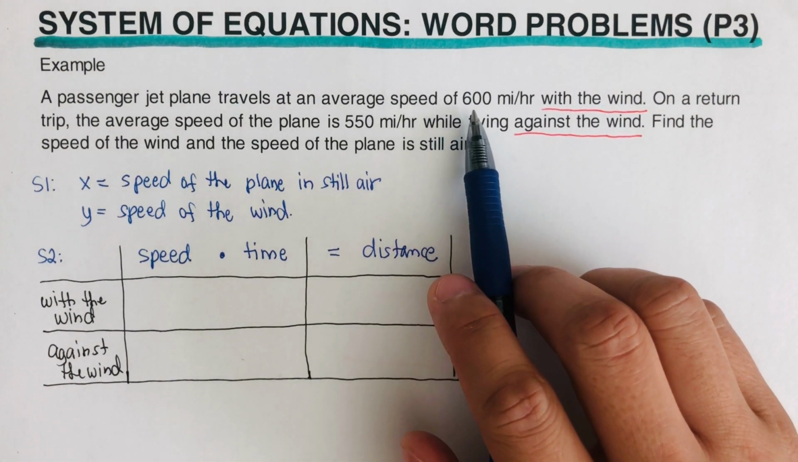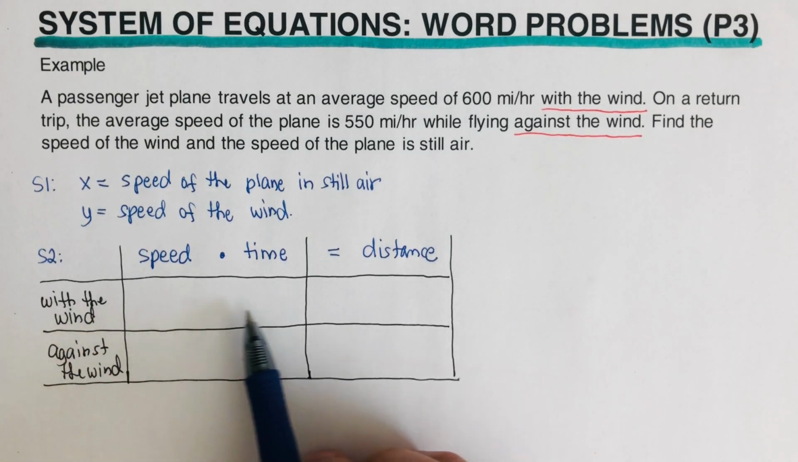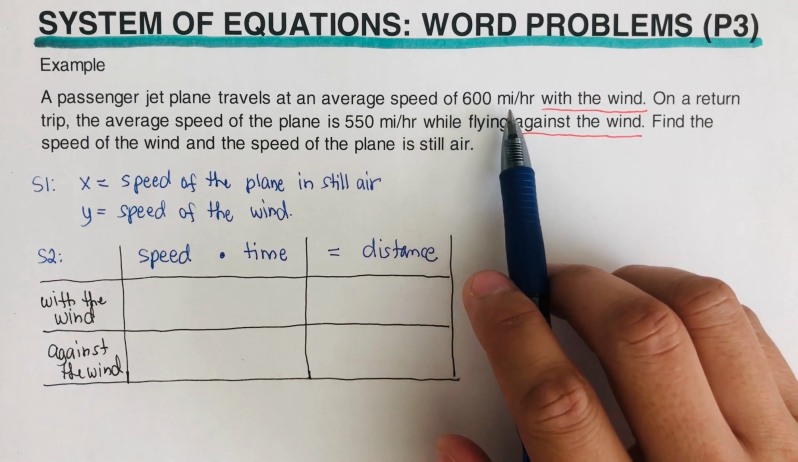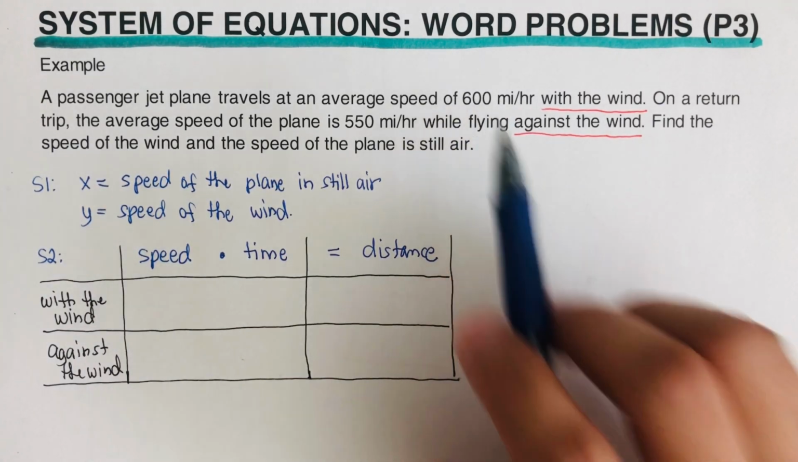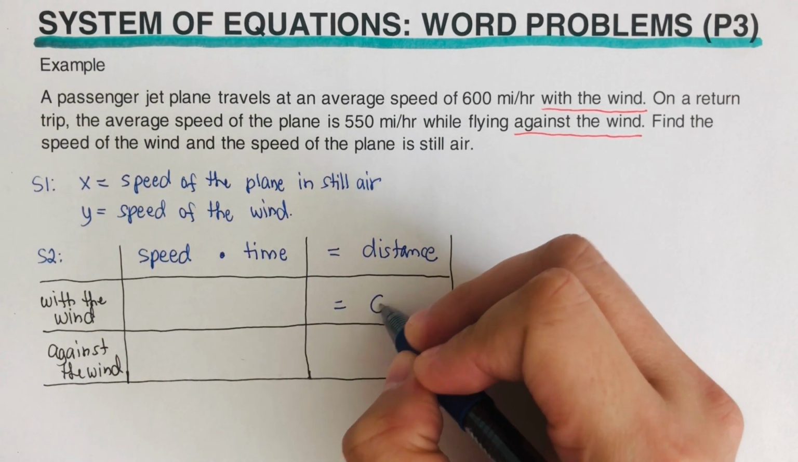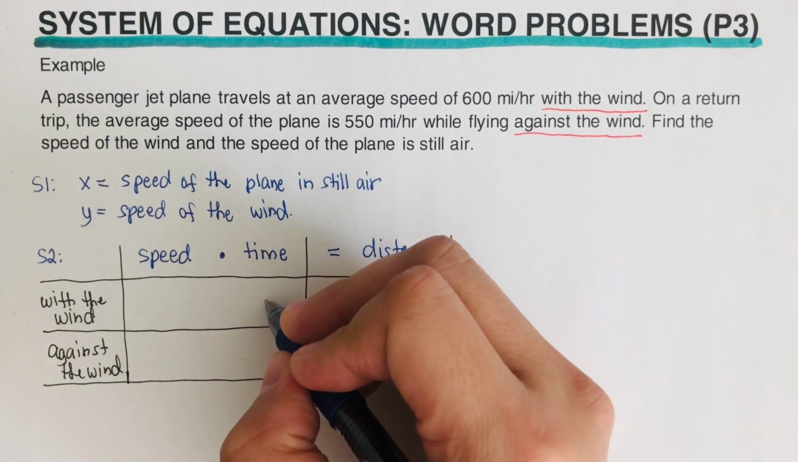Since this 600 miles per hour is with the wind, we're going to use this first row right here with the wind. So this 600 miles per hour means in 1 hour, the plane has traveled 600 miles. So then we can go ahead and say this is equal to 600. The distance is 600. And then the time right here is 1 hour.